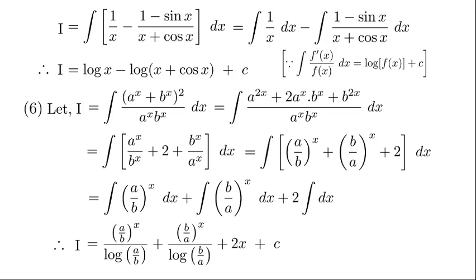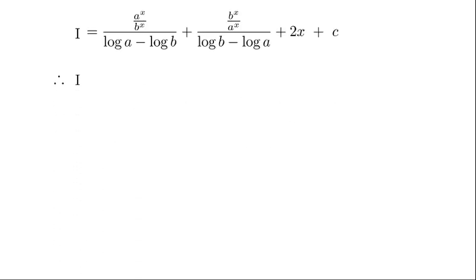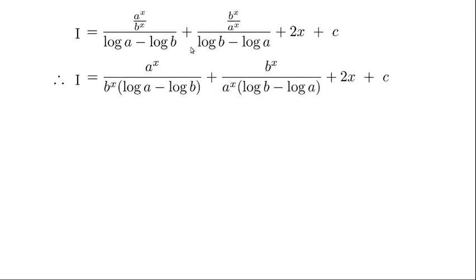Just from a simplification point of view, we write the numerator as a raised to x upon b raised to x, and the denominator as log m by n, which is log m minus log n. So we get a raised to x upon b raised to x times log a minus log b, and here b raised to x upon a raised to x times log b minus log a. And this b raised to x comes to the denominator, and here a raised to x comes to the denominator. So we get I equals the integration, I equal to a raised to x upon b raised to x into bracket log a minus log b, plus b raised to x upon a raised to x into bracket log b minus log a, plus 2x plus c.